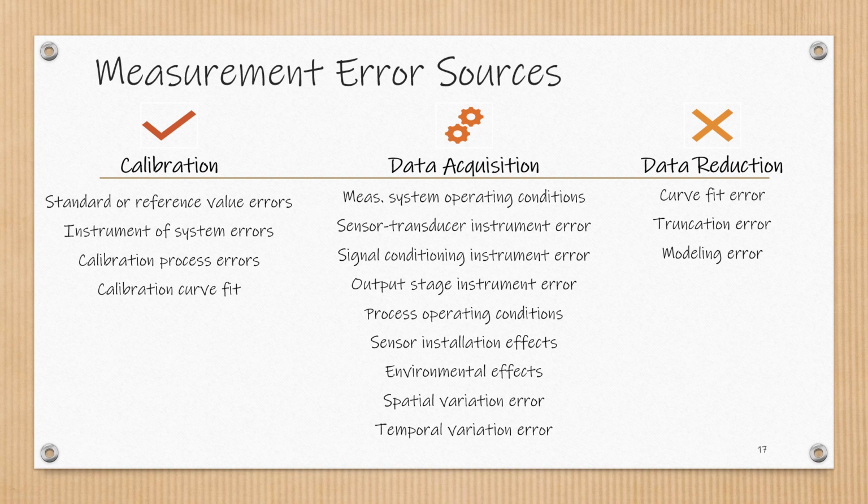We generally have 3 different categories of measurement error sources: calibration, data acquisition, and data reduction. Some of the specifics are listed here. One example that's common to consider is environmental, spatial, and temporal variation, which is part of the data acquisition process.